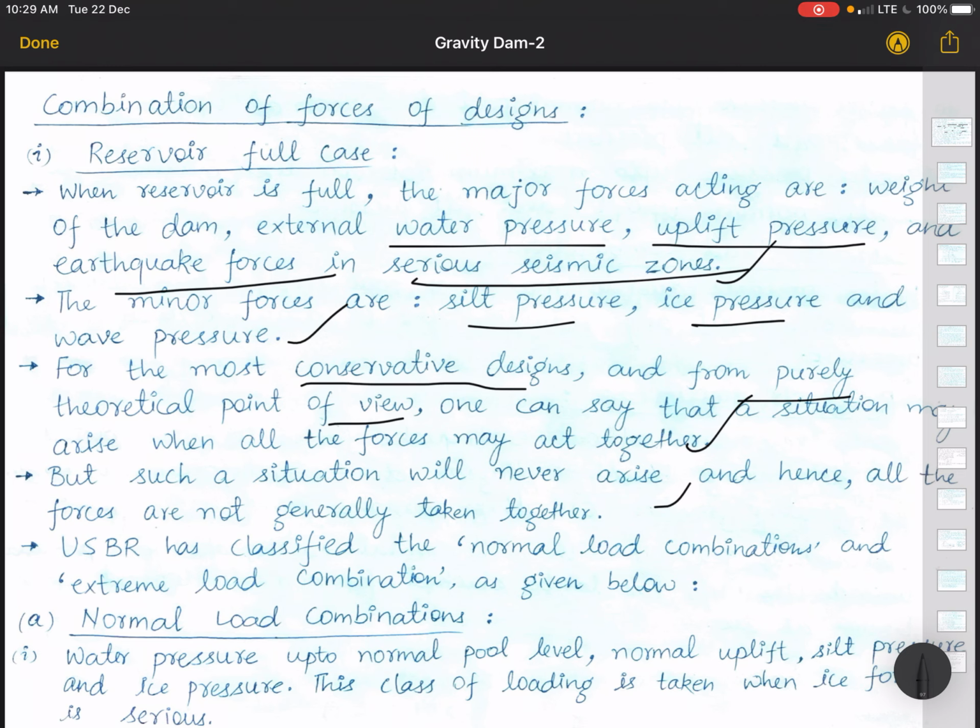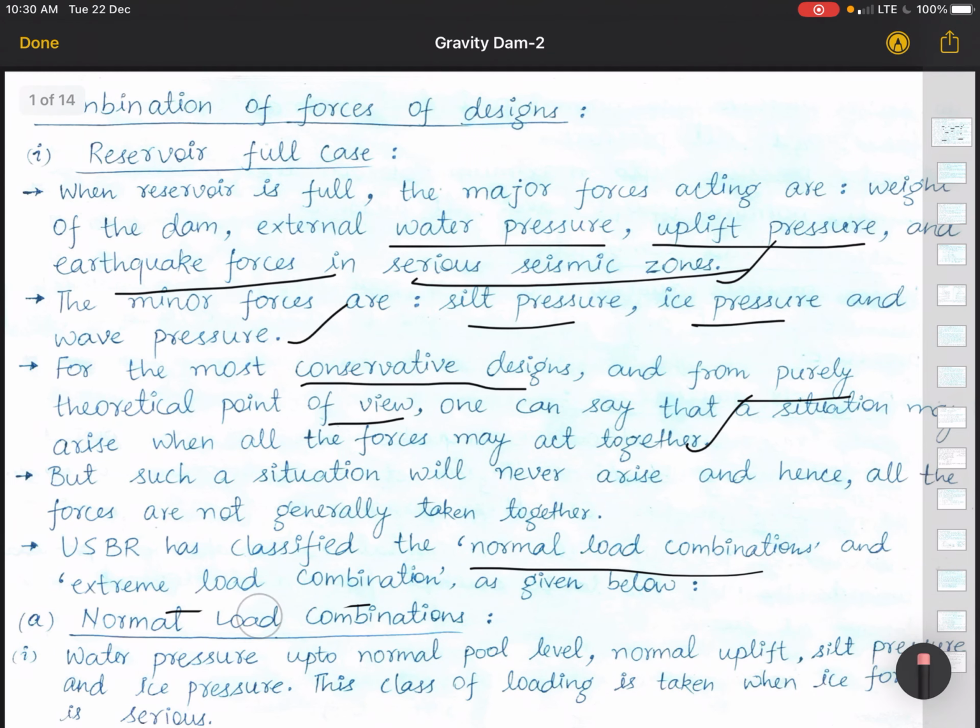Because if frost is there, there is no condition that an earthquake also arises. If wind is there, an earthquake will not arise. So there are various combinations which are prescribed. USBR has classified the normal load combination and extreme load combination as given below, so we have to check for these two.